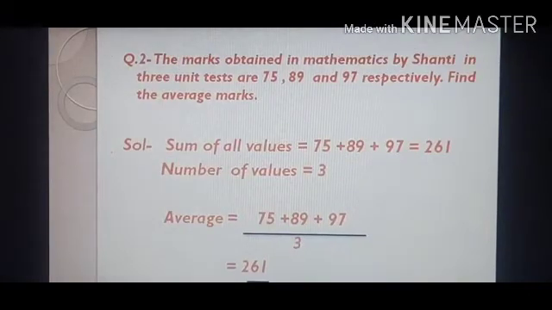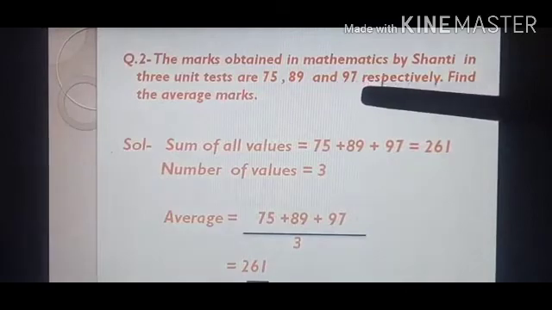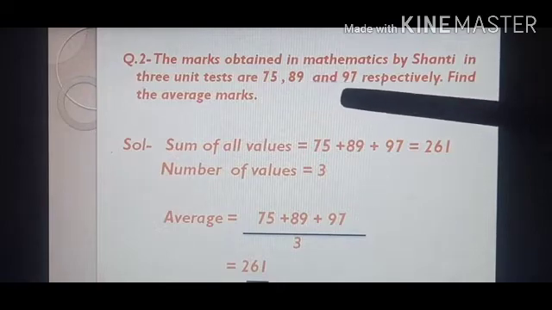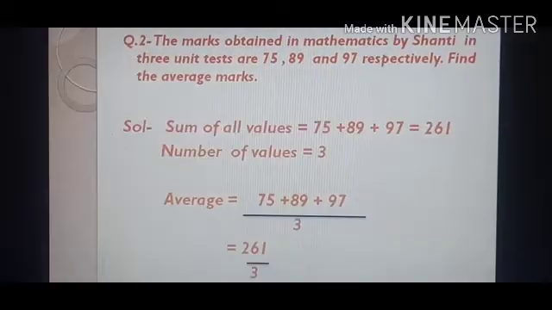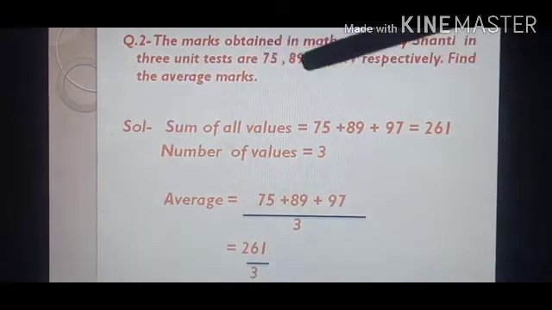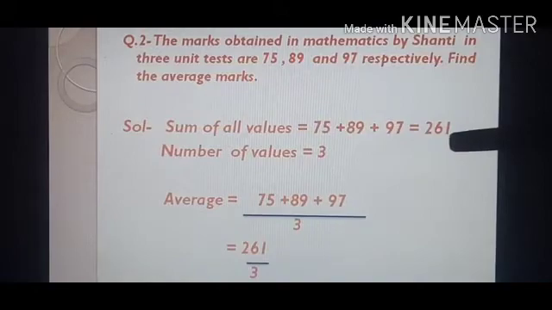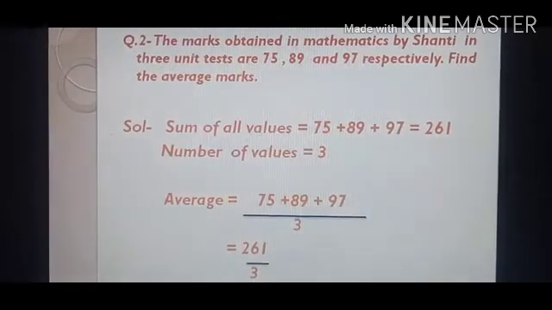Now question number 2. The marks obtained in mathematics by Shanti in 3 unit tests are 75, 89 and 97 respectively. First test, she got 75 marks, second test 89, in third test 97 marks. Find the average marks. 3 tests are there, 3 unit tests. So we have to find out the sum of all the values, 75 plus 89 plus 97. After adding these three, we will get 261. Number of values 1, 2, 3. So number of values are 3.